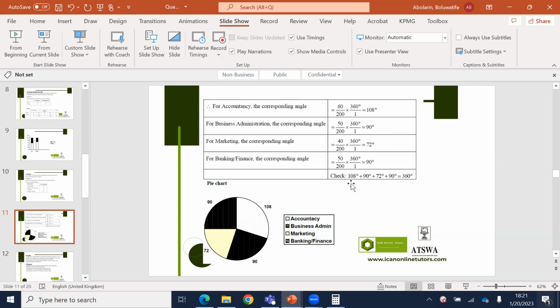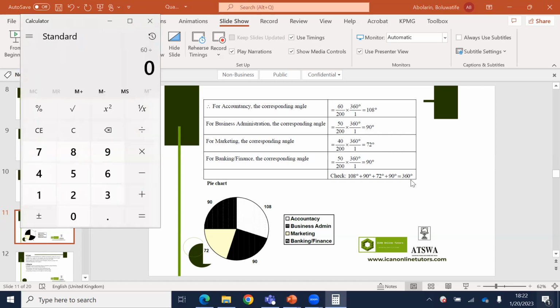90. Exactly. So, which means that we are multiplying by 360 degrees, which means that when you add everything together, it must give you 360. Please, if it did not give you 360 degrees, just know that you've done nonsense already. So when you add these four answers together, 108 plus 90 plus 72 plus 90, to give you what? 360 degrees. So right now, let's do our pie chart.